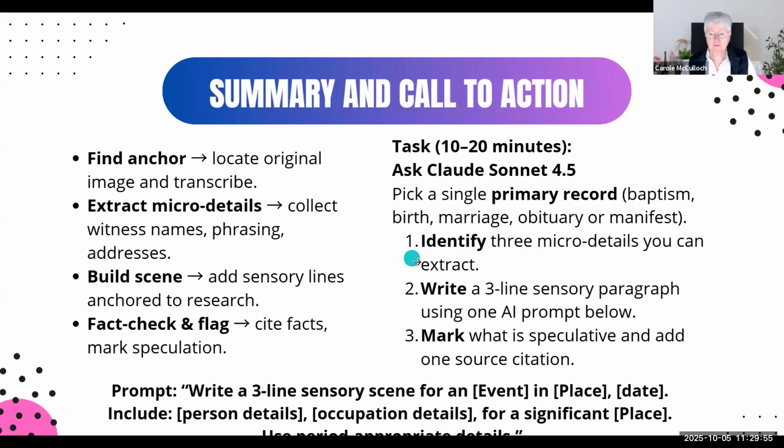We're going to identify 3 micro details that we can extract, and then ask Claude to write a 3-line sensory paragraph using one AI prompt, as you can see below. And then we can use that response, that piece of text, mark what is speculative, add one source citation, and include it in our story.